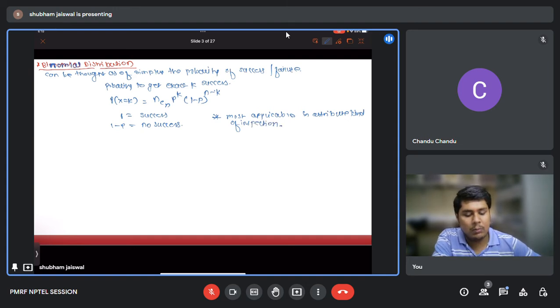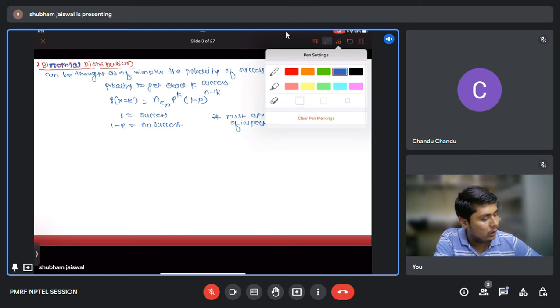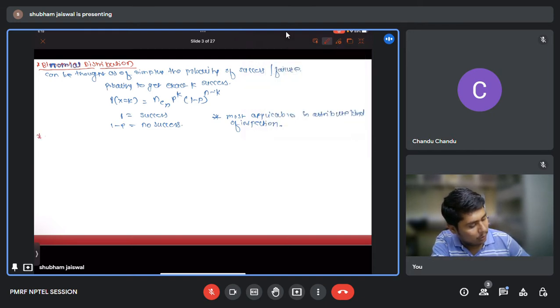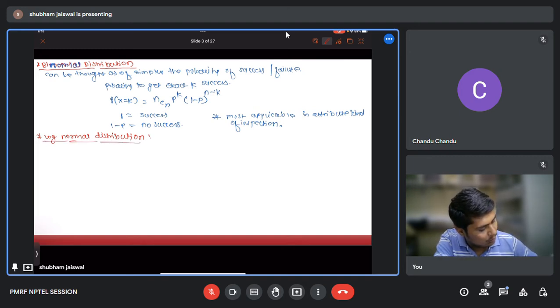After binomial distribution, we have seen the log normal distribution. Okay. So log normal is the continuous probability distribution of a random variable in which the logarithm is normally distributed. So it is continuous.